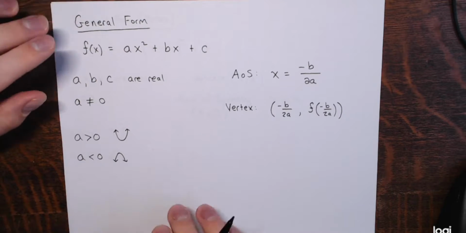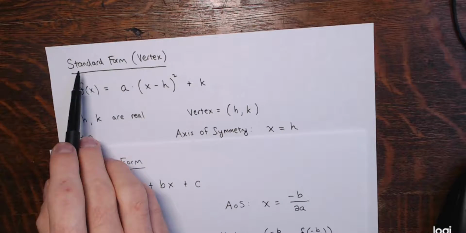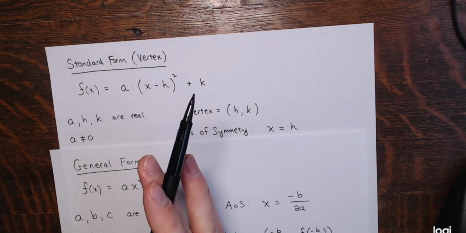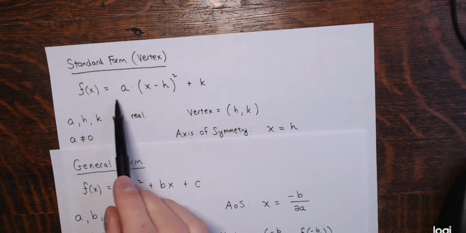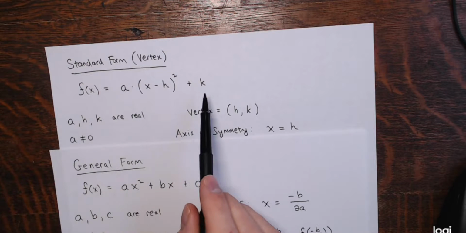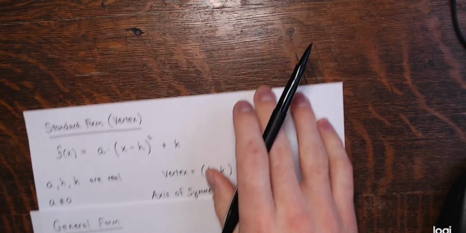Okay. But yeah, so again, I'll say right now that if you're given the vertex and another point on the parabola, the easiest form to write the equation in is this standard form here, this vertex form. And I'll show you. So the example we're given, and I'll show you again real quick.